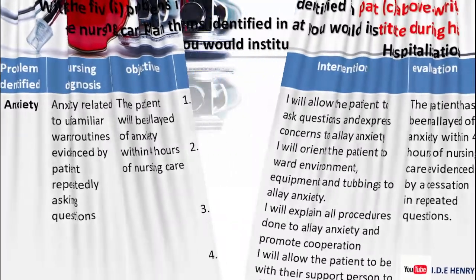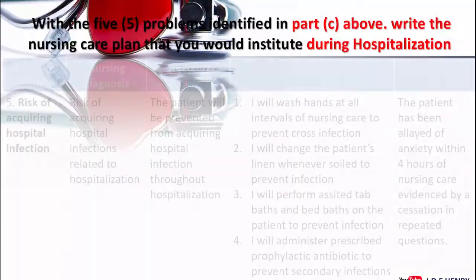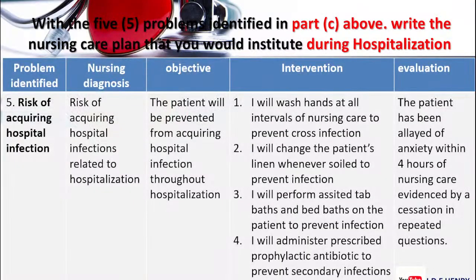We move on to our other problem: risk of acquiring hospital infections. So risk of acquiring hospital infections related to hospitalization. The patient will be prevented from acquiring hospital infections throughout hospitalization as our objective, and our interventions are as follows. Firstly, the first rule always applies: I will wash hands at all intervals of nursing care to prevent cross-infection.